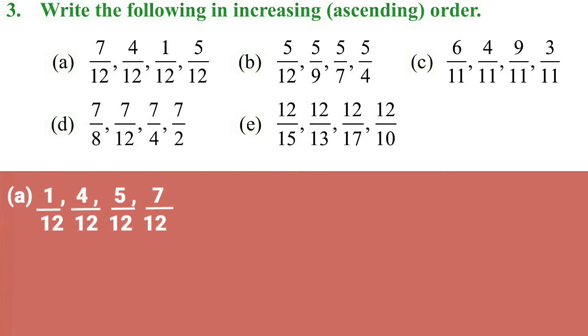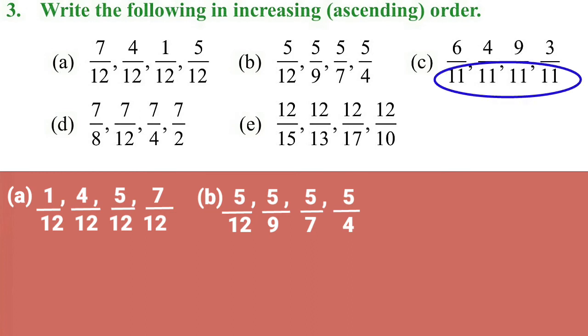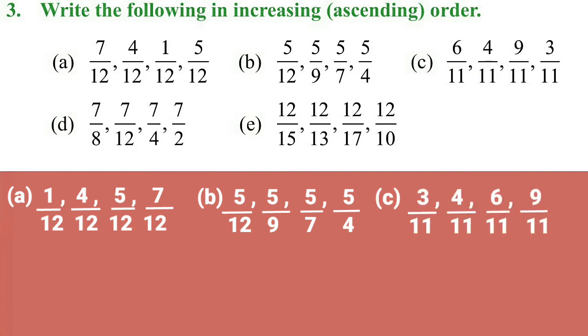Here B part is 5 by 12, 5 by 9, 5 by 7 and 5 by 4. So here process will be opposite, right? Because here numerators are same, तो process उल्टा होगा. तो इसका आंसर होगा 5 by 12, 5 by 9, 5 by 7 and 5 by 4. C part 6 by 11, 4 by 11, 9 by 11 and 3 by 11. So here you can see denominators are same. So इसका process सीधा होगा. तो इसका आंसर होगा 3 by 11, 4 by 11, 6 by 11 and 9 by 11.